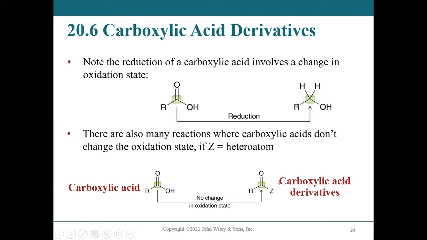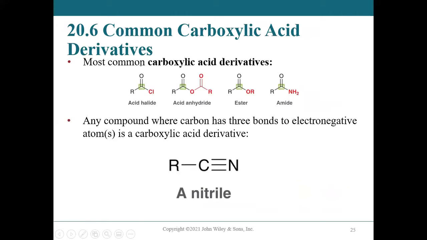And this actually will be a variety of carboxylic acid derivatives that we studied. The most common carboxylic acid derivatives are the acid halide, for example, chloride, and acid anhydride, ester, and amide. Any compound where carbon has 3 bonds to electronegative atoms is a carboxylic acid derivative. So therefore, this nitrile is also a carboxylic acid derivative.